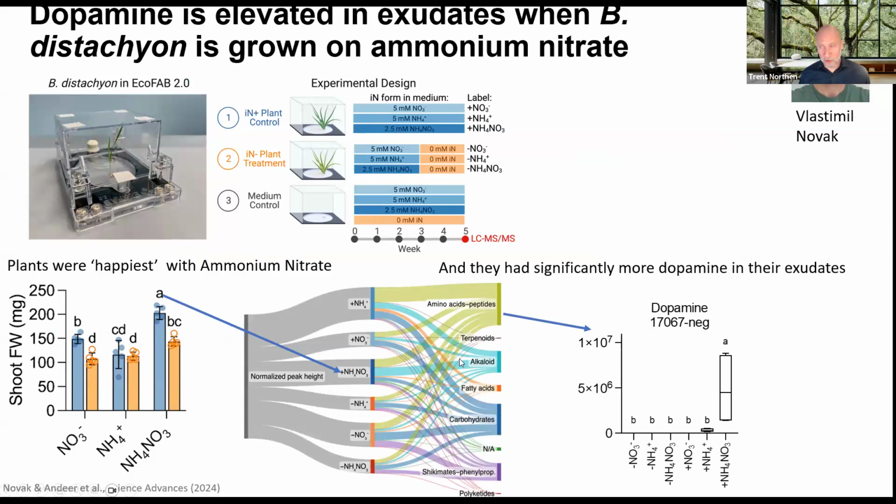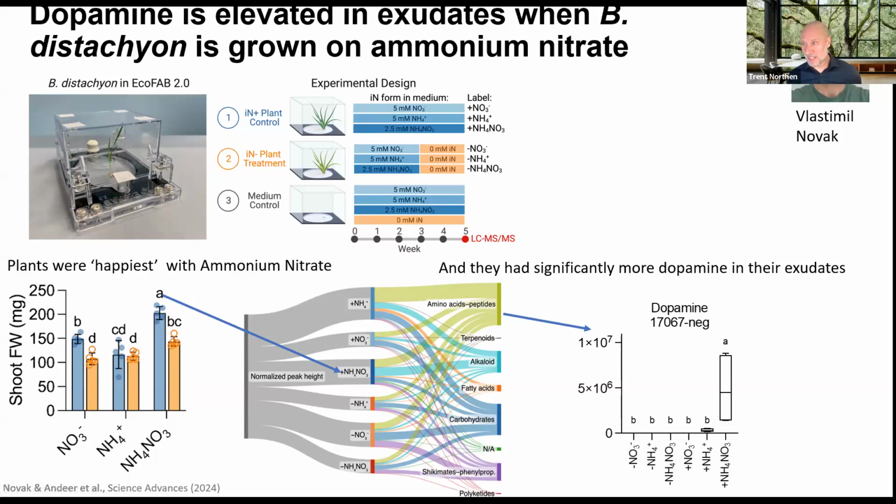And so we did sort of a global untargeted analysis of this. And you could find some obvious things, like when the plant is starved for nitrogen, there are fewer amino acids in the exudates, but we probably all would have predicted that. But what was really neat is that when the plant is grown on ammonium nitrate, dopamine is very abundant. And this is the first report of dopamine being present in exudates. And look how dramatic this is. So happy plants, you get this dopamine production.